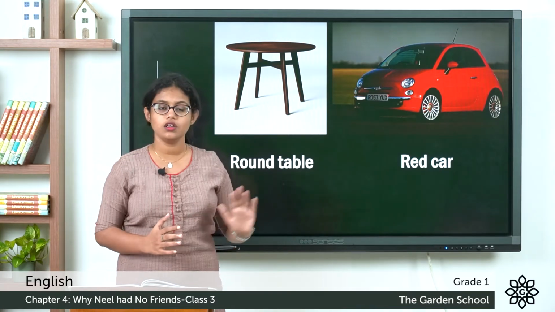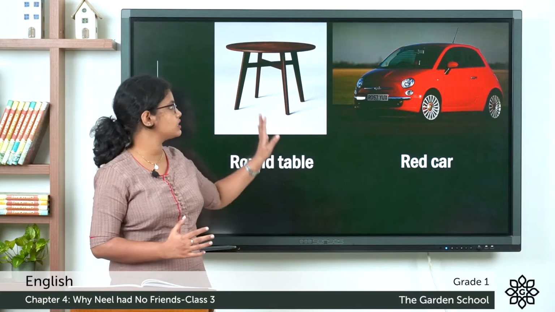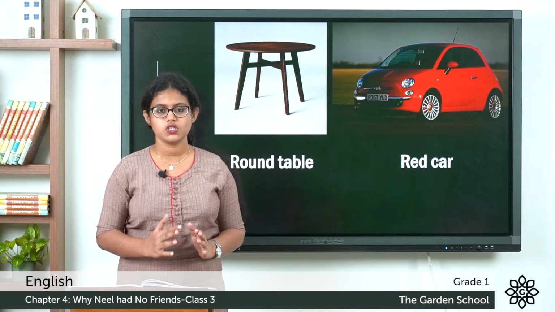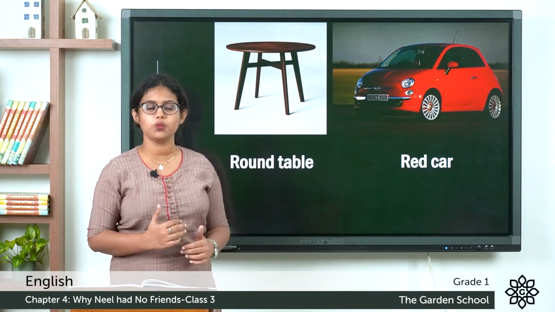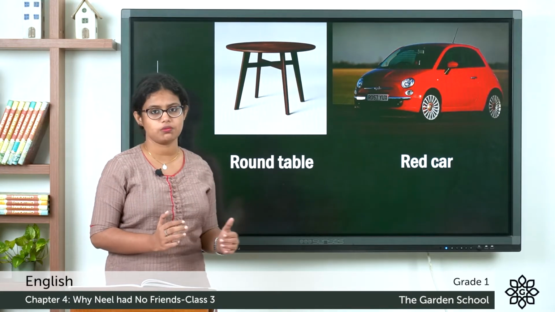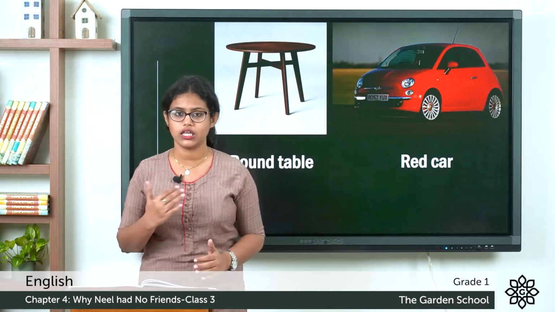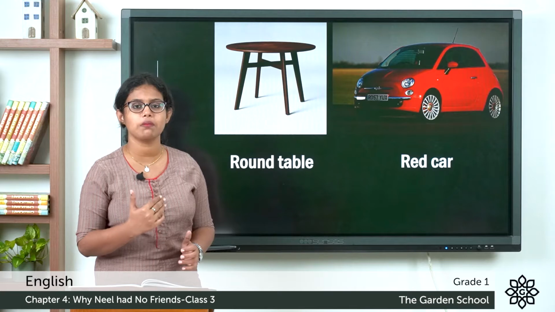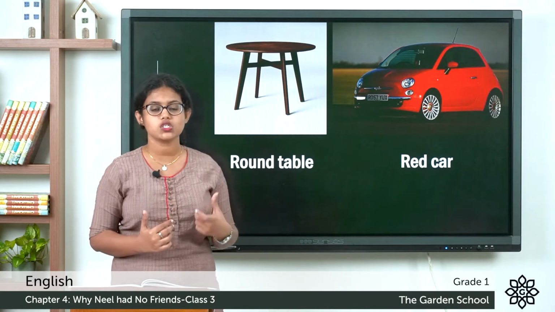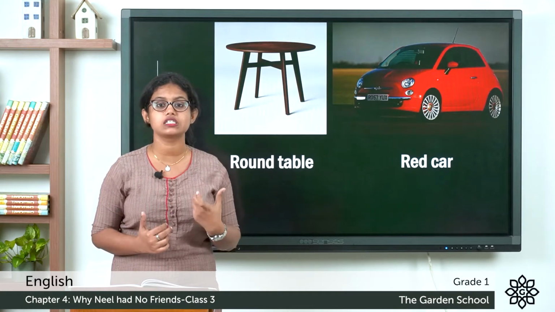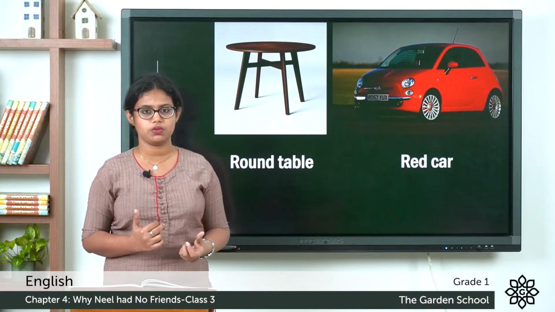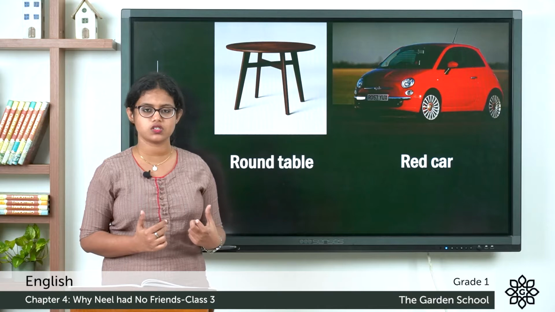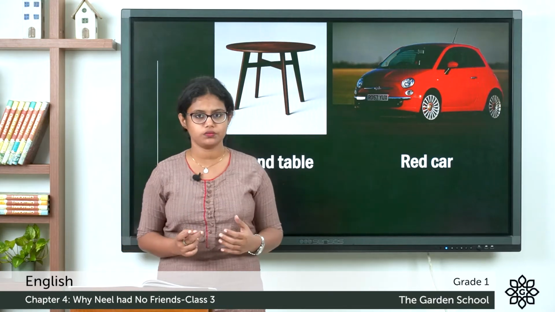Here you can see a picture. So what is this? You can see a table here. It is a round table. So which is the naming word here? The naming word here is table. Table is the name of a thing. And can you say which is the describing word here? The describing word here is round. So the word round tells the shape of the table. So round is the describing word. Understood? Coming to the next example.